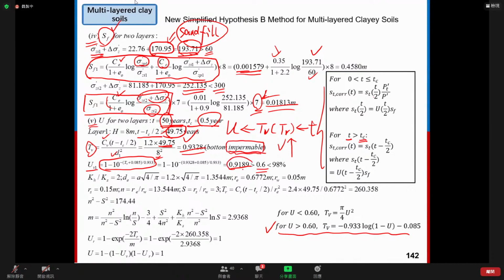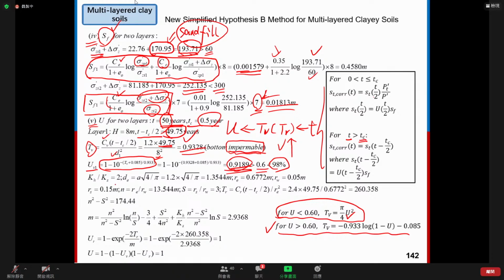equation. Okay, if you find this one is smaller than 0.6, actually we should use this equation to calculate the U. Okay, we calculate the U. So sometimes we just try it first. Okay, so we use the correct one. We get this result, which is larger than 0.6, but still smaller than 98%. Okay, still we cannot say it finished the primary consolidation. Or we can say that the TEOP at field has not been reached when T is equal to 50 years. Okay, so we discuss this later.